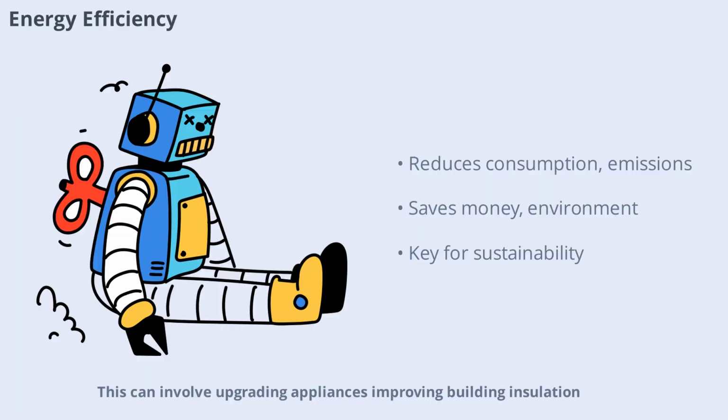Improving energy efficiency is one of the most effective ways to reduce consumption and emissions. This can involve upgrading appliances, improving building insulation, or adopting more efficient industrial processes. Energy efficiency not only saves money but also helps reduce the environmental impact of energy use. Governments and businesses are increasingly investing in efficiency measures as part of their sustainability strategy.